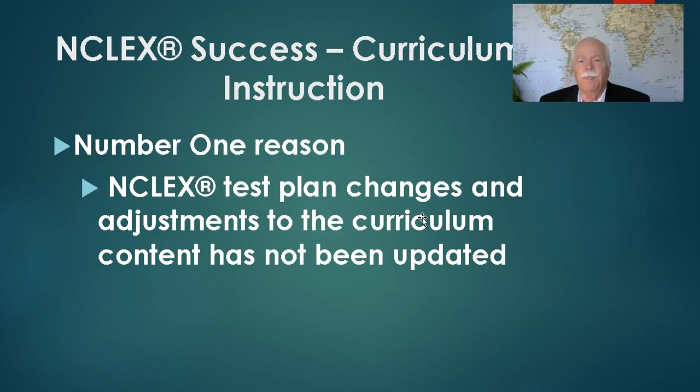The number one reason is that the NCLEX test plan changes and adjustments to the curriculum content have not been updated. Now we've got another NCLEX test plan change coming out next year. And so this means that you have to be aware of what the changes are and go back in and ensure that those changes have been integrated into the curriculum. But from my perspective, and by the way, these reasons are just Dr. Bob's, based on my many years of experience in a variety of academic positions, are why there are problems with student success. So number one is NCLEX test plan changes.